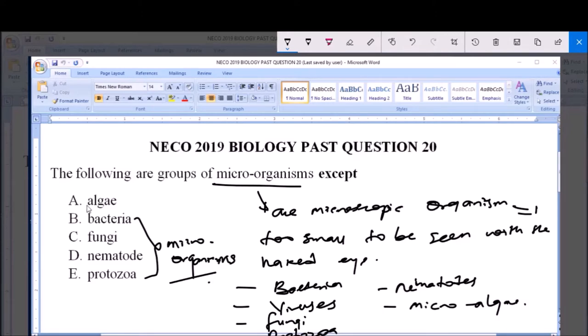But for option A, algae, if we are given microalgae, then we are saying microalgae is a microorganism. But algae generally are not microorganisms. So therefore, the best answer for this question is actually option A, algae.